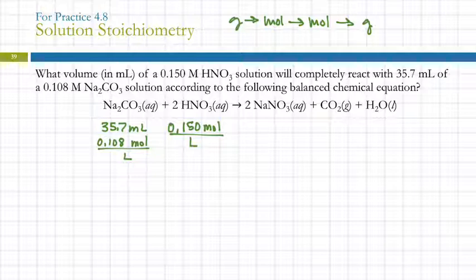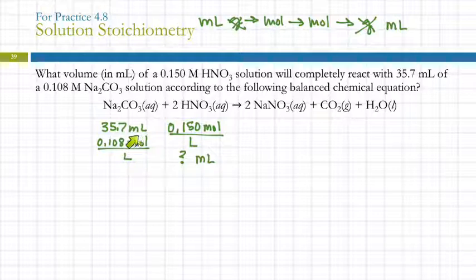What are we trying to find here? Volume in milliliters of the HNO3. So our path, grams to moles to grams, we're not going to be doing grams at the end, right? We want milliliters. And our starting is also going to be milliliters. Now, do you see a potential issue with the units? I've got volumes in milliliters, but my concentrations are moles per liter.